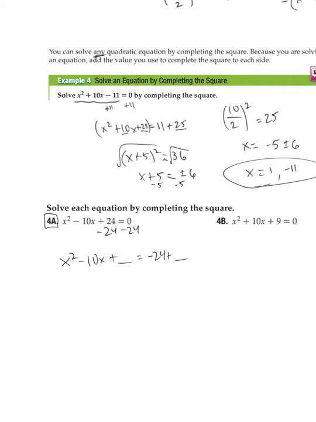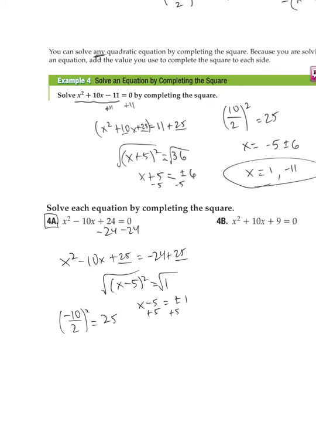All right. So to make that left side a perfect square, we've got to take negative 10 divided by 2, squared. That is negative 5 squared, which is 25. So we're going to add 25 to both sides. The left side factors to x minus 5 squared equals 1, since negative 24 plus 25 is 1. Square root both sides: x minus 5 equals plus or minus the square root of 1, which is 1.